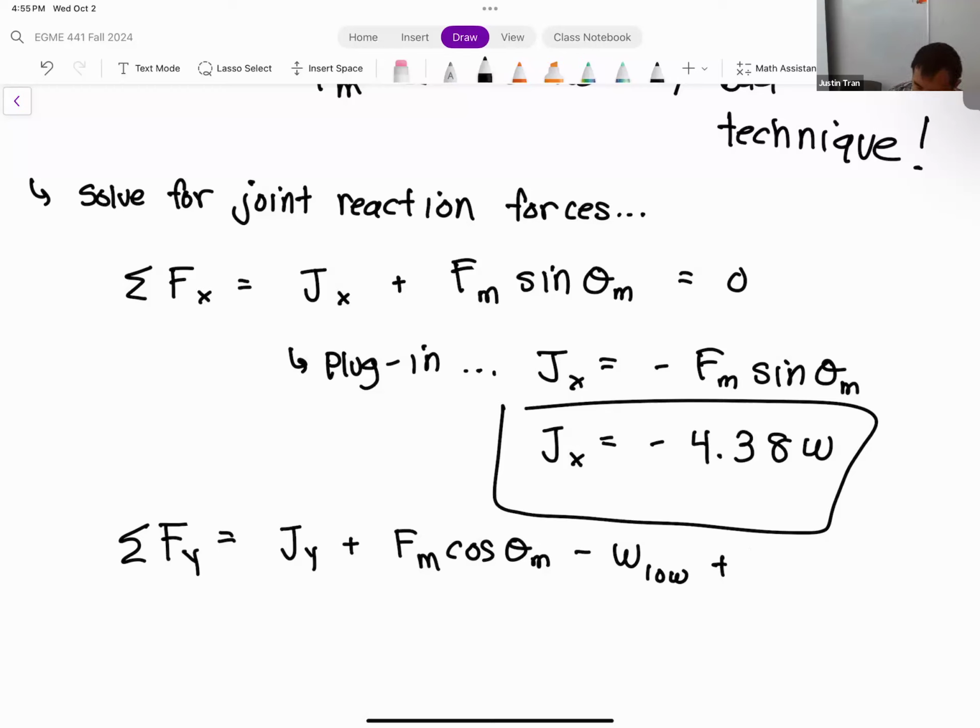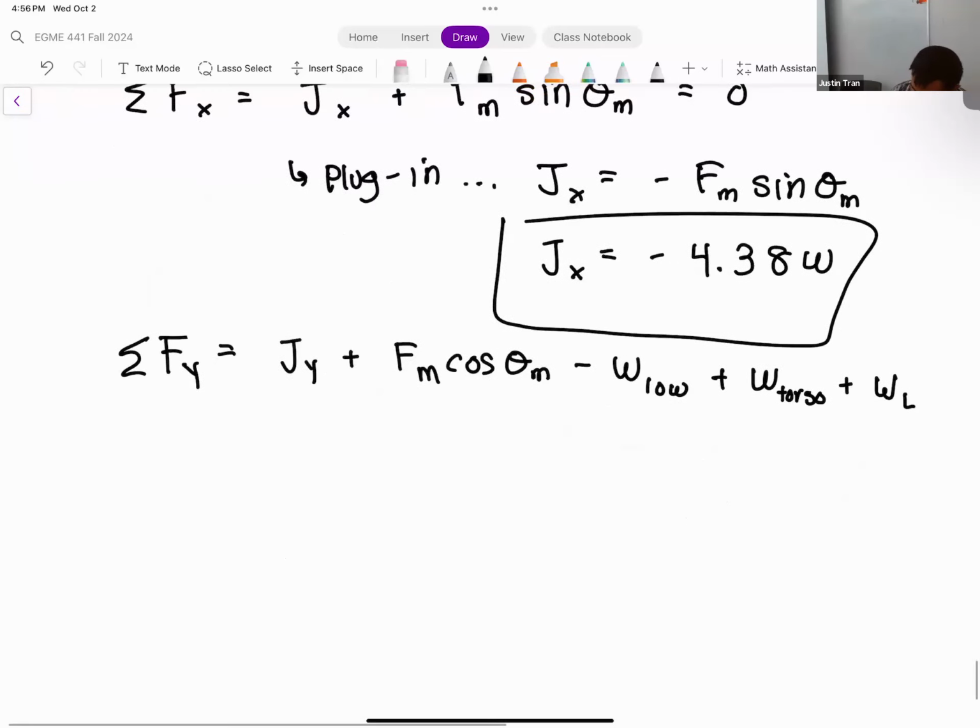And then we have the weight of the torso going upwards. Remember, we applied that force as a normal force coming from the bottom, and the weight of the load itself. So once again, this is a fairly simple equation. We can just solve it for Jy.